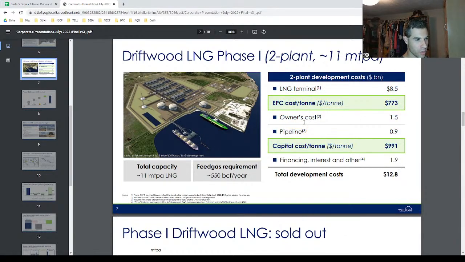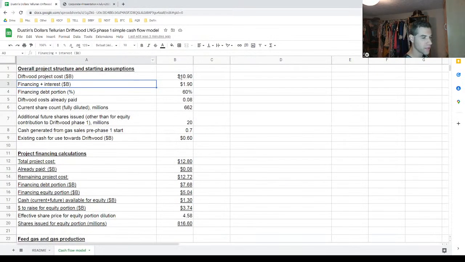They break it out into a couple different pieces. I lumped these three lines together into one value, and then I have another line for this if you want to play with those separately. So that is what these two lines represent, and that's effectively the full cost for Driftwood LNG Phase 1, the full development costs.